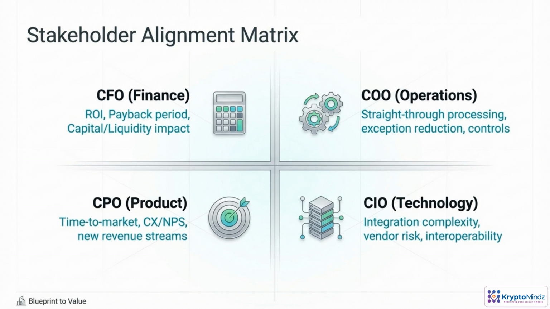When you pitch on-chain cross-border payments, translate the idea into each stakeholder's language. For the CFO, emphasize ROI, payback period, and how this changes capital and liquidity needs. For the COO, focus on straighter processing, fewer exceptions, and stronger controls. For the CPO, highlight faster time to market, better customer experience, and new revenue opportunities. For the CIO, address integration effort, interoperability with existing rails, and vendor and security risk. A strong champion connects the same initiative to all four sets of priorities.